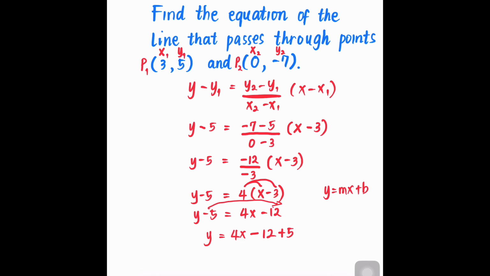Then we carry on simplifying. So we have y equals 4x. These two can be combined. They are like terms, both of them are constant terms. So negative 12 plus 5 is actually negative 7. And that's it. So that is the equation of the line that we're looking for. And the line passes through the given points 3, 5, and 0, negative 7. Y equals 4x minus 7 is the equation.